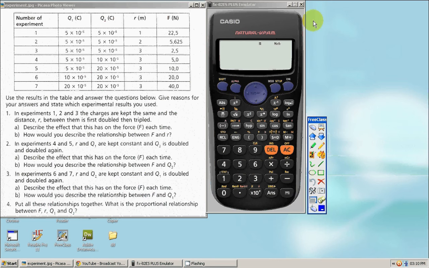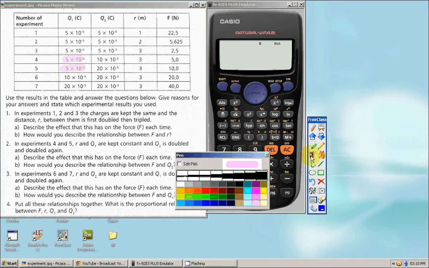In question 2, it says, in experiments 4 and 5, r and Q1 are kept constant, and Q2 is doubled and doubled again. So let's have a look at that. In experiments 4 and 5, this is kept constant, yet this is doubled there and doubled there. So let's have a look at what happens to my force each time I do that.